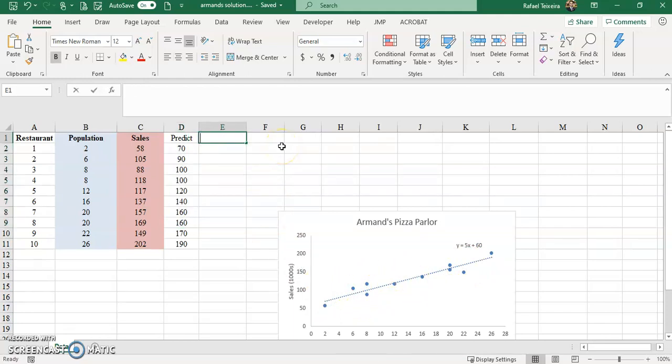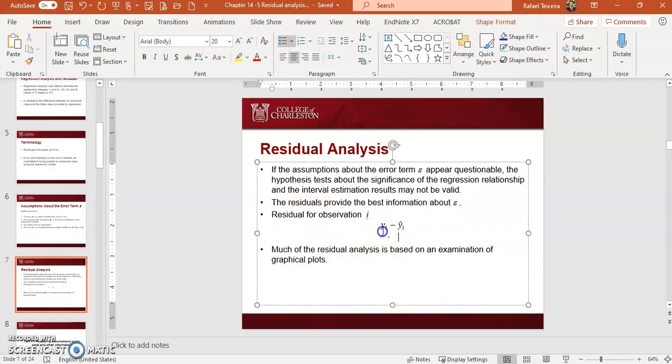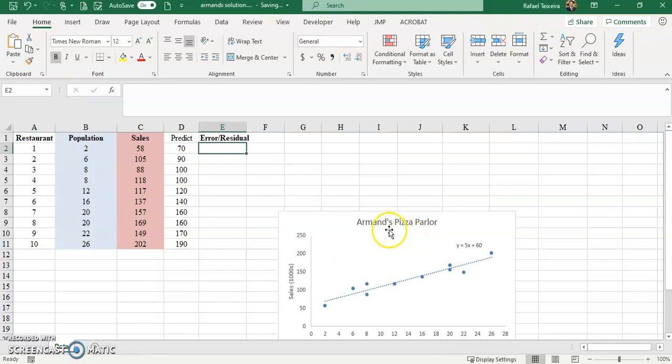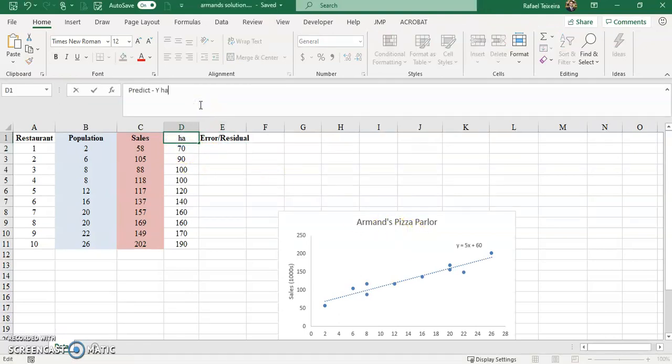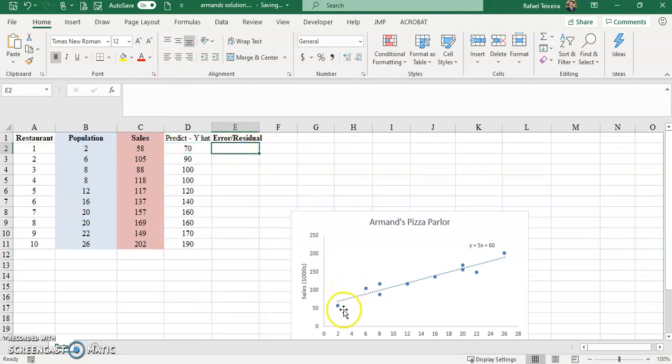Okay, now let's see the error or residual. It's the same thing. What is the residual? This slide is saying that the residual is what we observed minus the prediction. Y hat is the prediction. So let's compute what we observed, the sales, minus the prediction. So the error is -12. And if we do that to all of them, we have all the errors in our model. If you select all of them, you see that they sum to 0 right here.